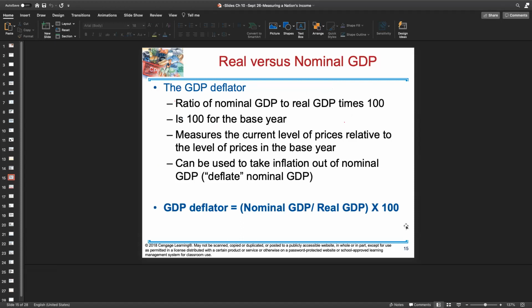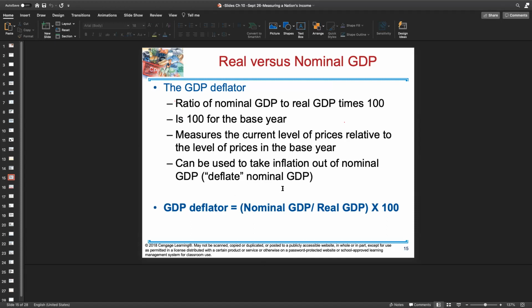So for the real GDP versus the nominal GDP, one of the ways we can differentiate is the calculation of the GDP deflator. The ratio of the nominal GDP to real GDP times 100 is 100 for the base year. Meaning that you can measure the current level of prices relative to the level of the prices in the base year. It can be used to take inflation out of the nominal GDP.